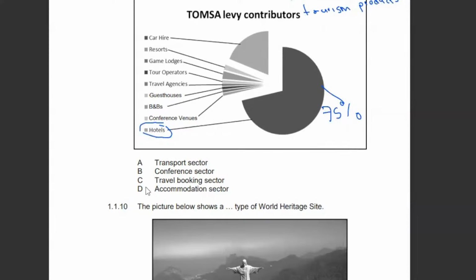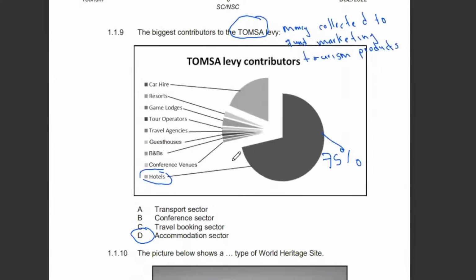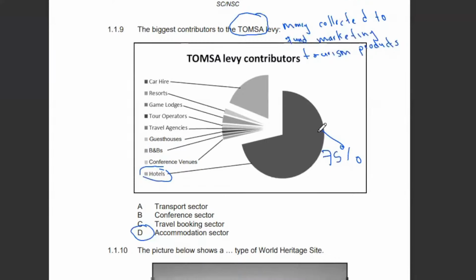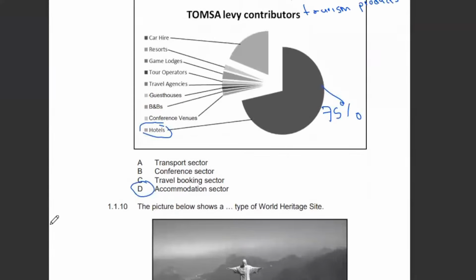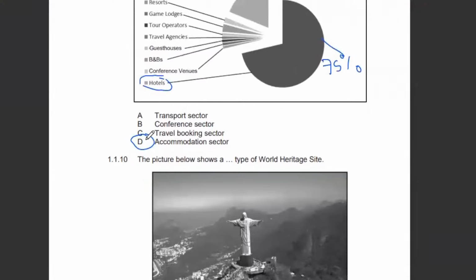It contributes a significant chunk of the Tomsa levy. And why are we choosing the accommodation sector? Hotels are part of the accommodation sector. Even B&Bs, guest houses, and game lodges are also part of the accommodation sector. So in addition to this chunk, you also need to add B&Bs, guest houses, and game lodges. Eventually that leads us to the accommodation sector, which is D, our correct answer.